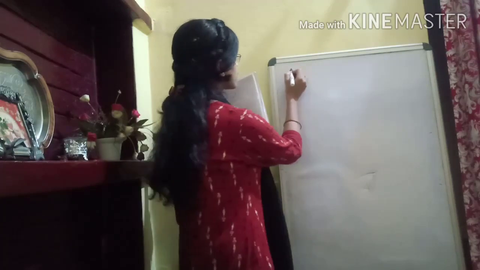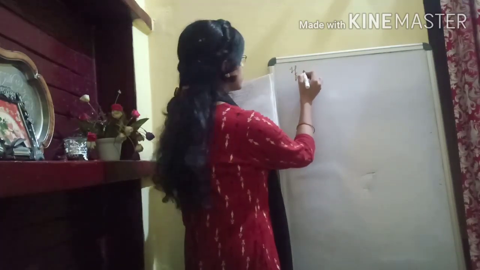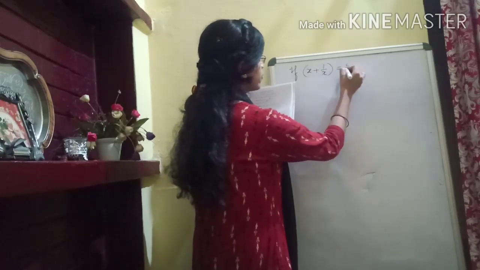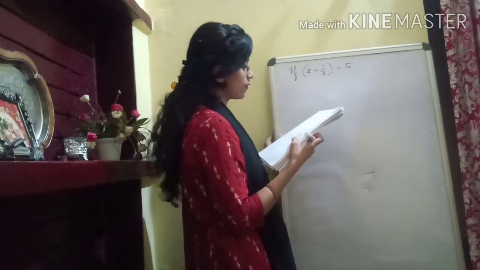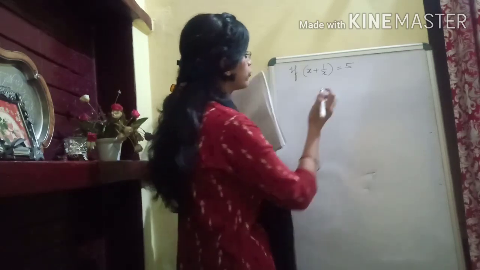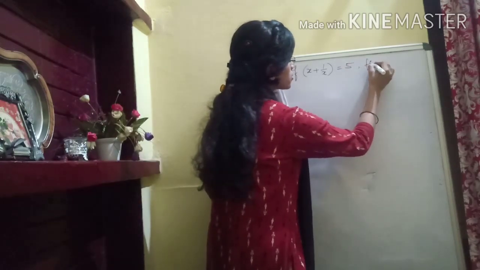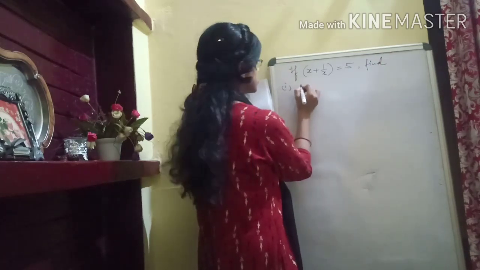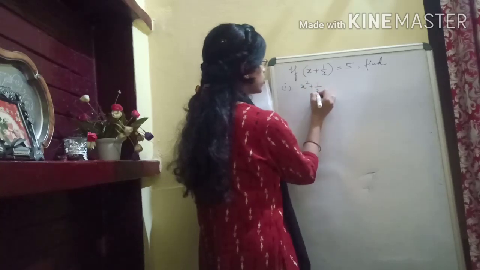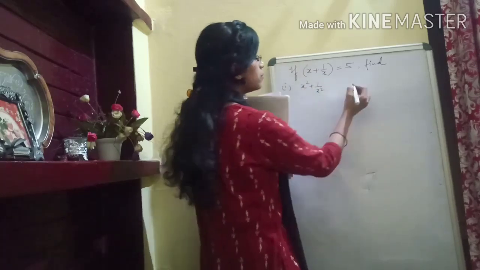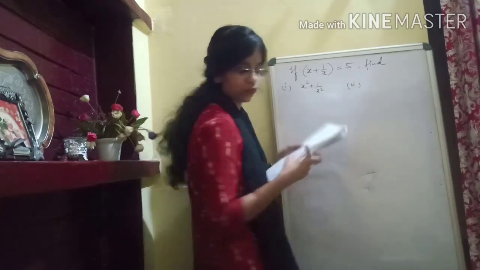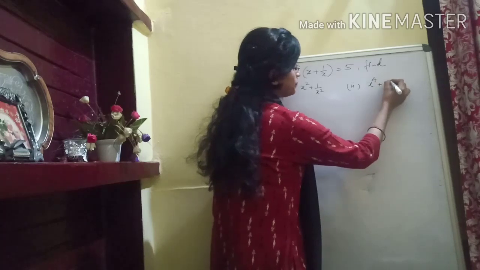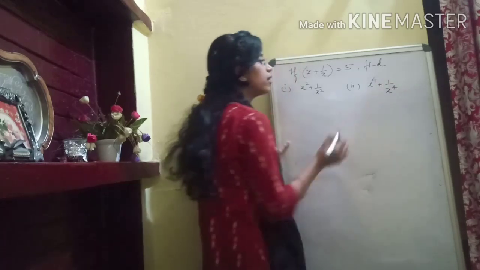It is given, if x plus 1 upon x equals 5, this is given. Find the values of, first is x square plus 1 upon x square. You have to find the value of this term. Second, you have to find the value of x to the power 4 plus 1 upon x to the power 4.